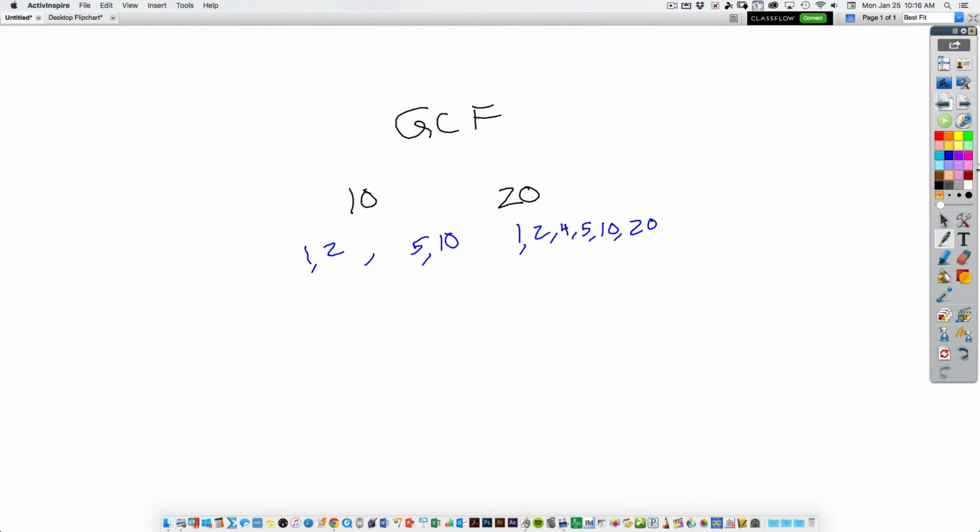And we look at it and we say, okay, what's the biggest number we have? We have 1's in common. We have 2's in common. We have 5's in common. And we have 10's in common. So we see our biggest one that we have in common with both of them is right there. So the greatest common factor is 10.